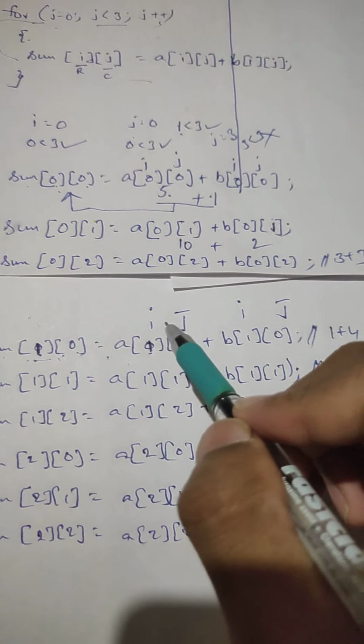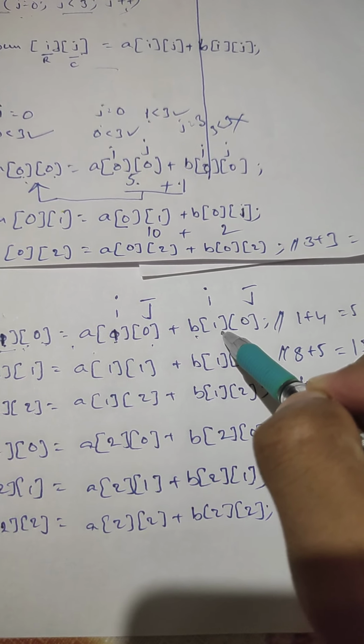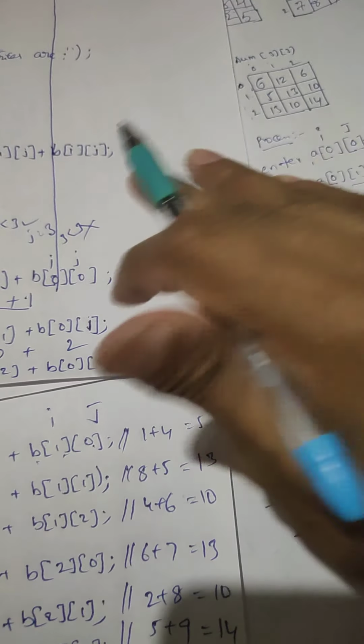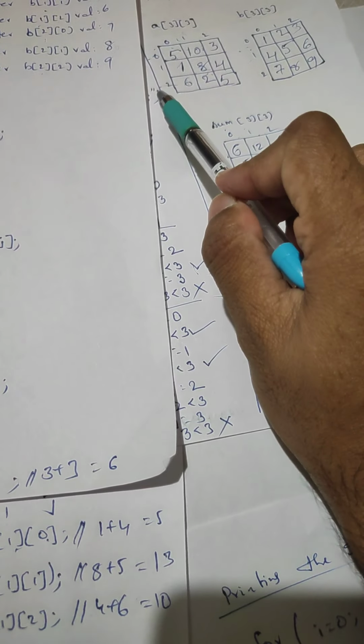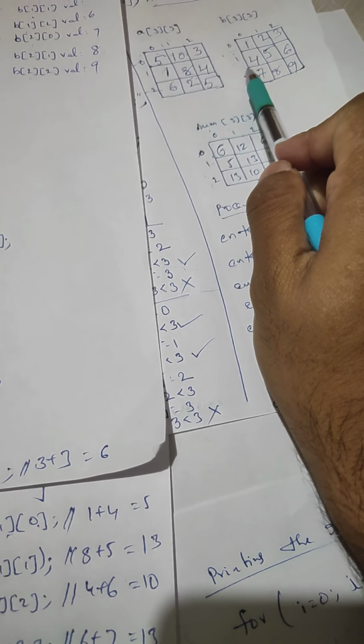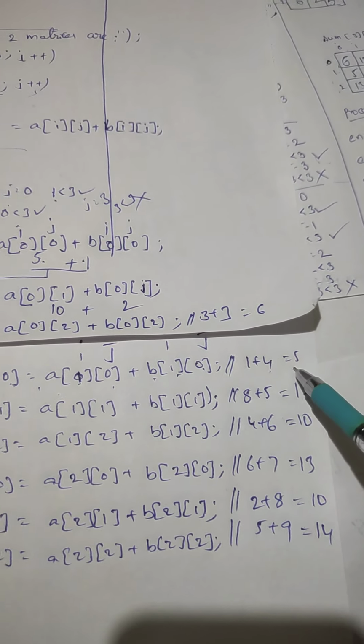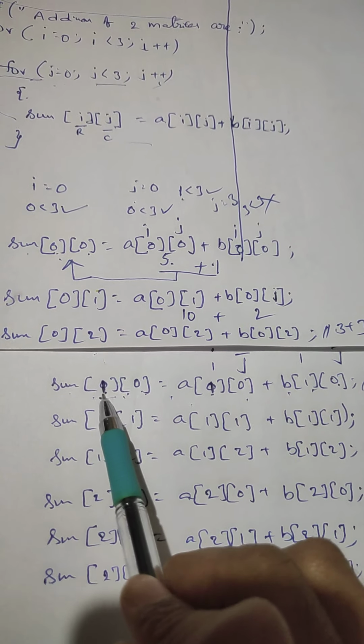Okay, so a of 1 0 plus b of first row 0th column. The a of 1 0 value is 1 and the b of 1 0 value is 4. So that means 1 plus 4 is equal to 5. That value is stored in sum of 1 0.